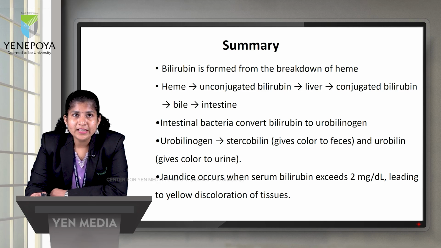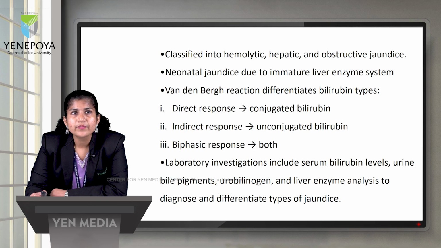Jaundice occurs when the serum bilirubin exceeds 2 mg per deciliter, and that leads to yellow discoloration of the skin, sclera, mucosa and other tissues. Mainly jaundice is classified into hemolytic jaundice or prehepatic jaundice, hepatic jaundice or hepatocellular jaundice, and obstructive jaundice or post-hepatic jaundice. Neonatal jaundice is caused due to the immature liver enzyme system.